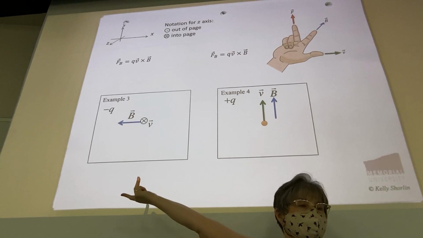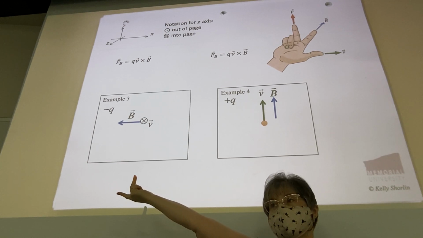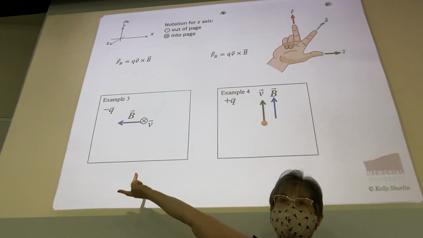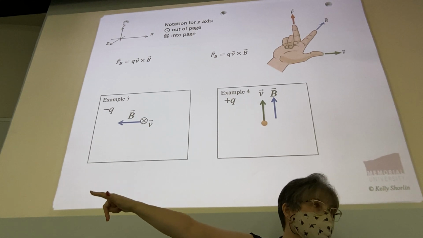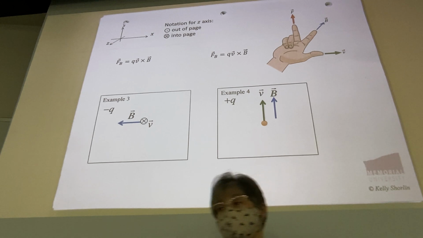So here's where our answer of up came from, because our finger does point up, but then we have to catch that that was a negative charge. And a negative charge, we've got to rotate by 180 degrees, and it actually points down.